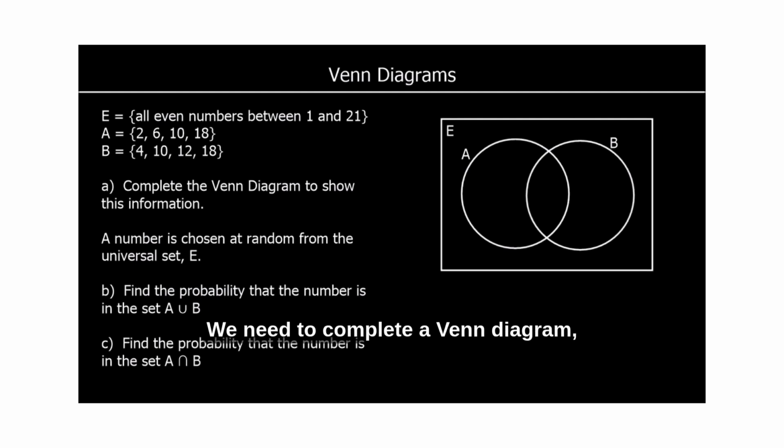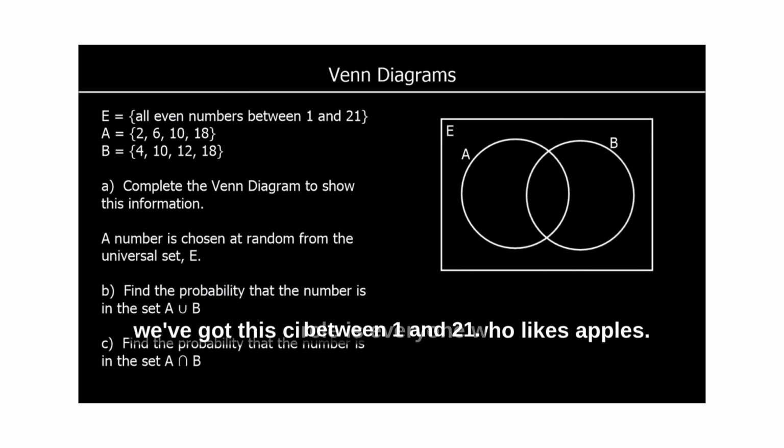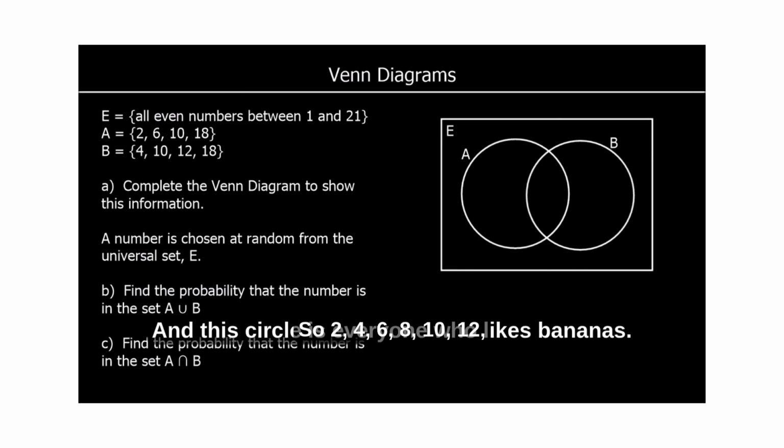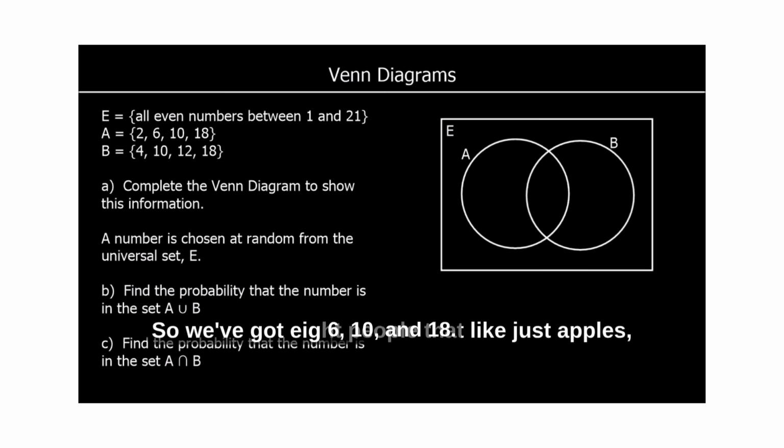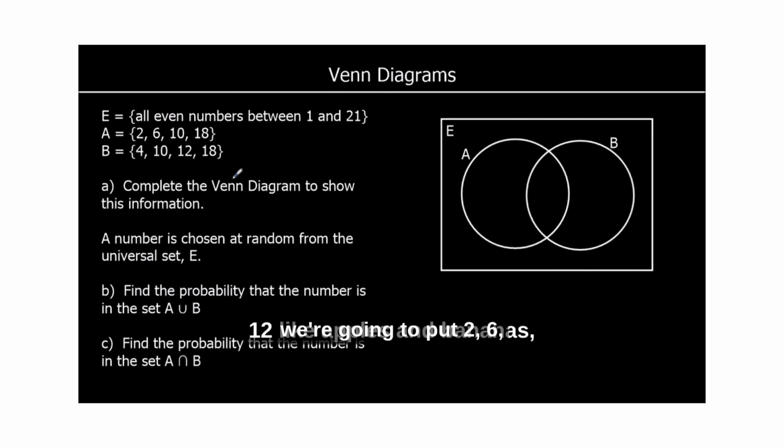We need to complete a Venn diagram, and we're told that E, our universal set, everything we're putting into the diagram, is all even numbers between 1 and 21. So 2, 4, 6, 8, 10, 12, 14, 16, 18, and 20. We're told set A is 2, 6, 10, and 18. So in the A circle, we're going to put 2, 6, 10, and 18.